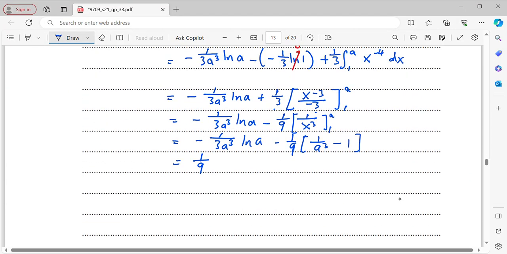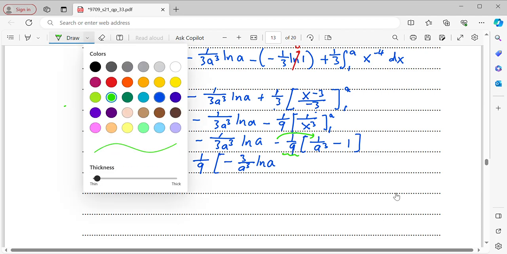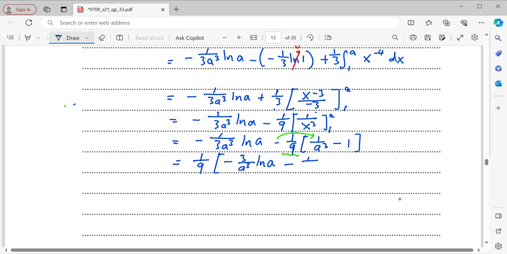So when I factorize 1 over 9, I will get this first term 1 over 3a cubed. Once you factorize 1 over 9, you will have 3 over a cubed ln a. So it means that it will be negative 3 over a cubed ln a. Then this whole 1 over 9 is taken out, which means that you have to multiply this minus to the terms inside the brackets. Then I will get negative 1 over a cubed. Then minus minus is a plus.